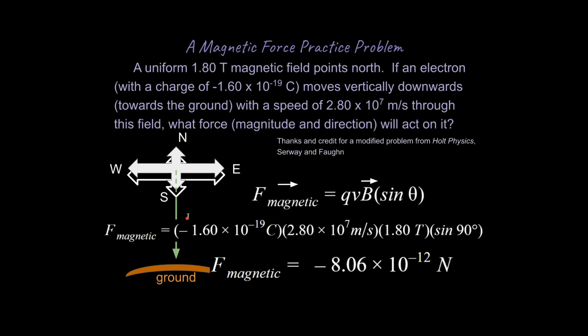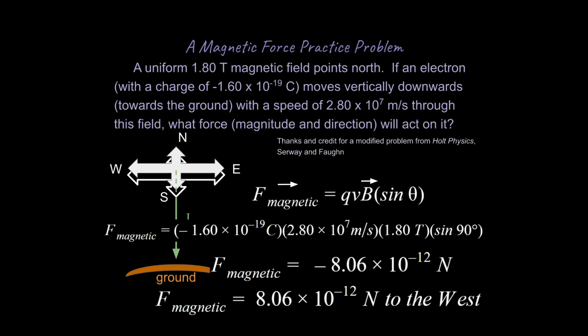But that would be for a positively charged object. For a negatively charged object, what would be the direction of the force? The direction of the force would be towards the west. So it's going to be the same value, but towards the west is the direction in which this electron is going to experience a force.